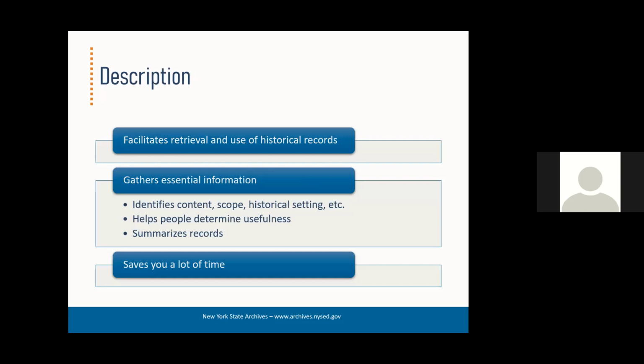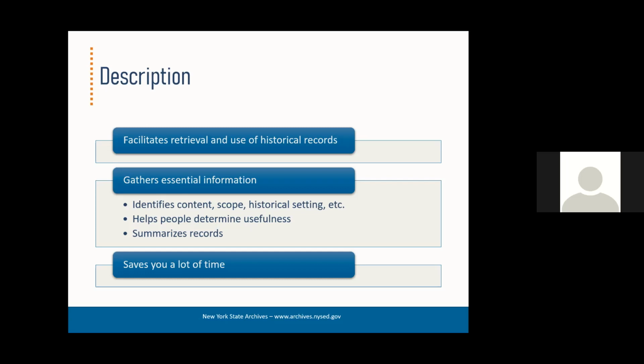So next thing you have to do is describe these records in a way that everyone can understand them. Description has a whole bunch of advantages. It facilitates retrieval and use of the historical records. First and foremost, it makes it easier to find. It gathers that essential information about the records. It identifies the content of the records, the scope, the historical setting, and so on. People have a good idea of what's inside the records because you've described them.